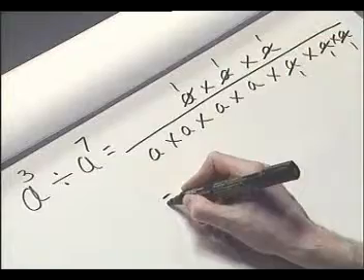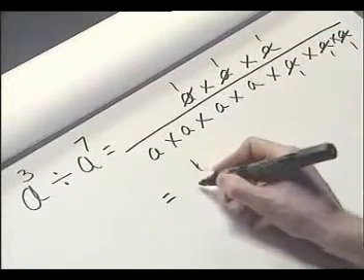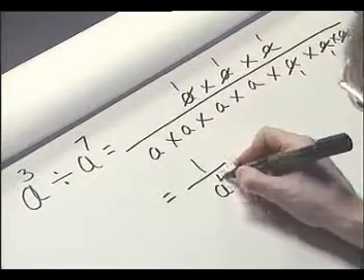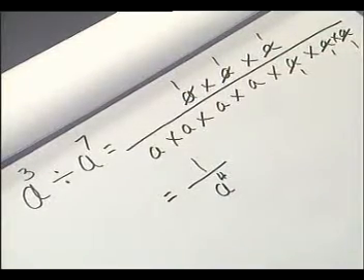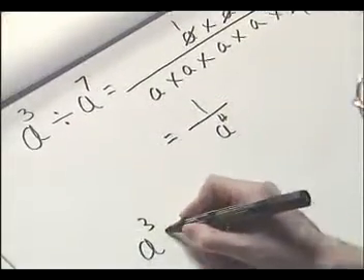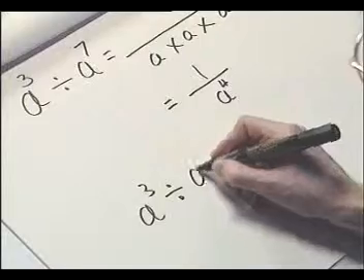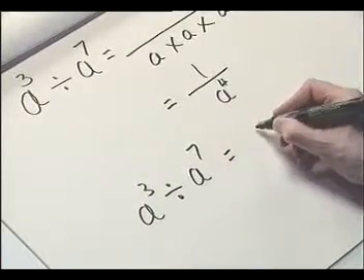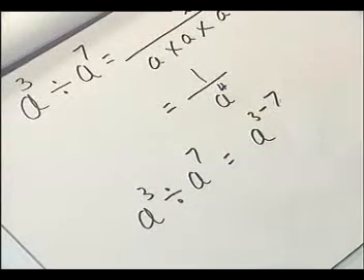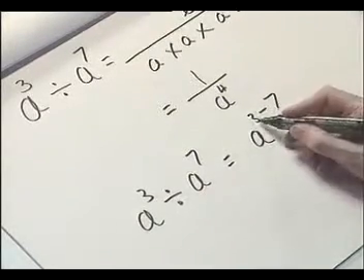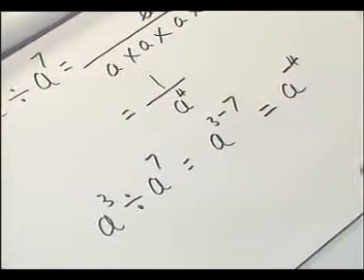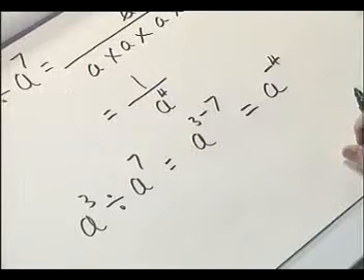So what do we have? 1 on the top. 1, 2, 3, 4 on the bottom, a to the power 4. We know we've done that right. Let's use our third law, our third rule, and do it by subtracting the indices. Well, 3 take away 7 is minus 4. So we've got a to the power minus 4.